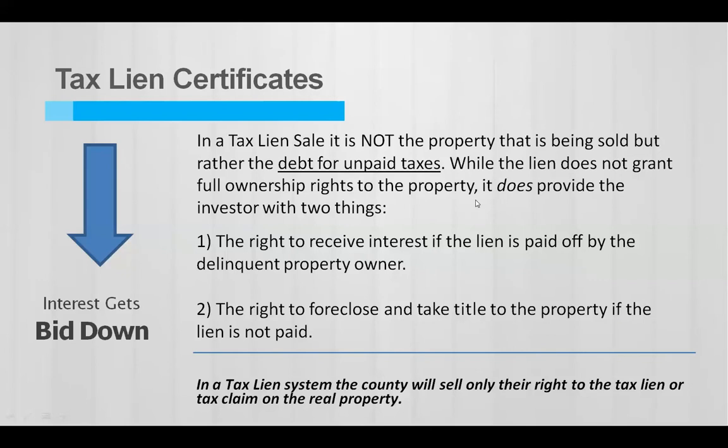Tax lien certificates. Remember, the easiest rule of thumb with a tax lien, here, let's just read this. In a tax lien sale, it is not the property that is being sold, but rather the debt for unpaid taxes. While the lien does not grant full ownership rights to the property, it does provide the investor with two things. Number one, the right to receive interest if the lien is paid off by the delinquent property owner. Number two, the right to foreclose and take title to the property if the lien is not paid. This is another big one.